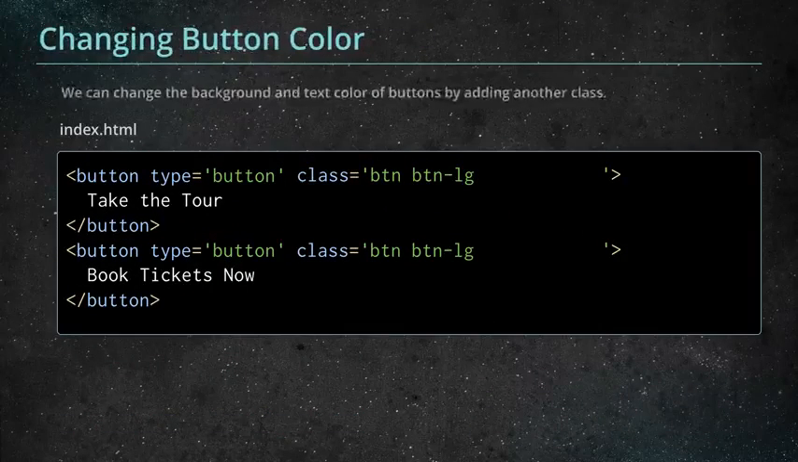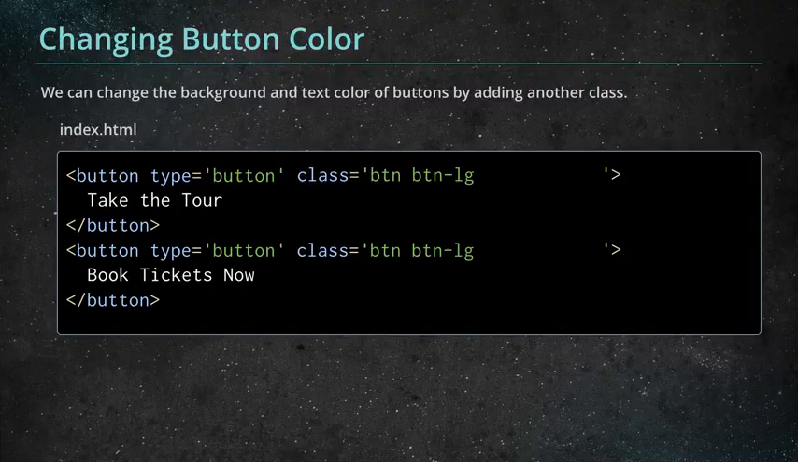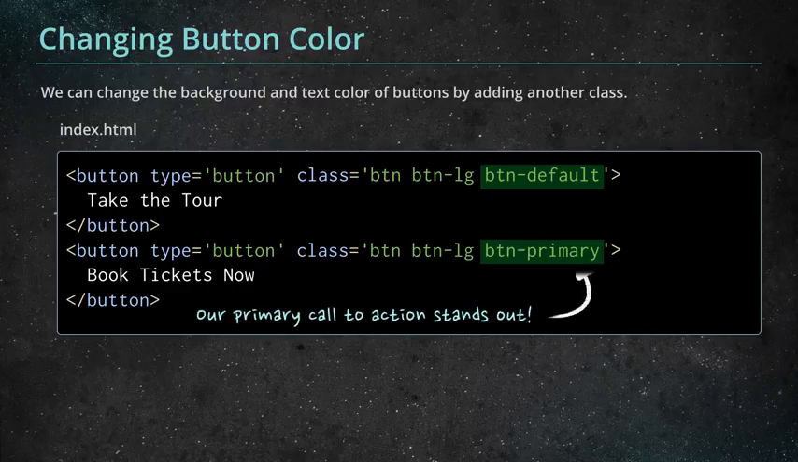For our Take the Tour button, we're going to use the btn-default class, indicating that this is a normal button on our page without any additional meaning to it. Our Book Tickets Now button though, well, that's actually the primary action on our page that we want everyone to click when they come to our site. For that one, we'll add a class of btn-primary to it.